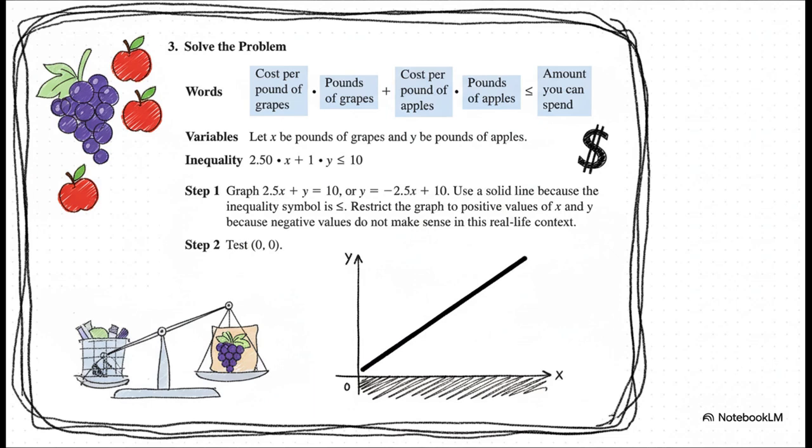So we translate this into math. We'll let x be the pounds of grapes and y be the pounds of apples. So the cost of the grapes, that's 2.50 times x, plus the cost of the apples, 1 times y, has to be at most $10. And at most just means less than or equal to. And there we have it, our real-world inequality.